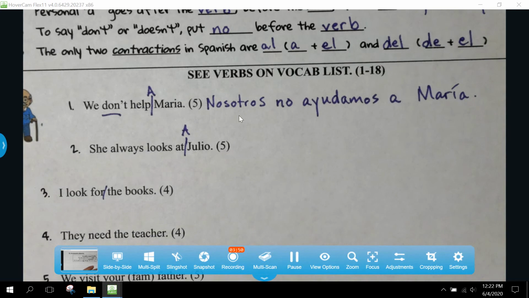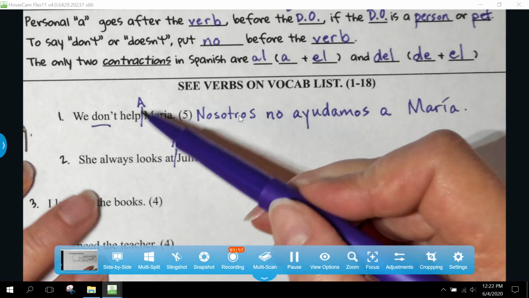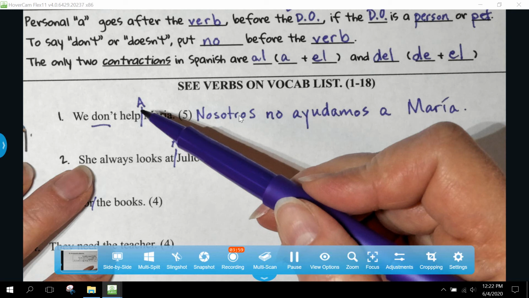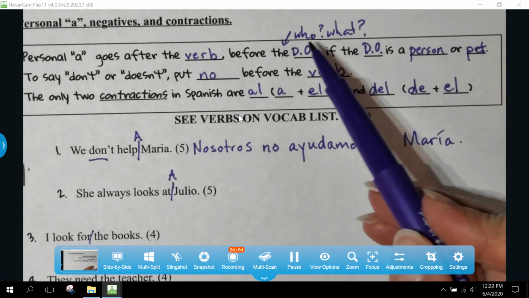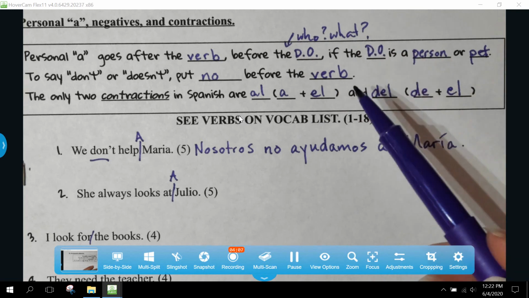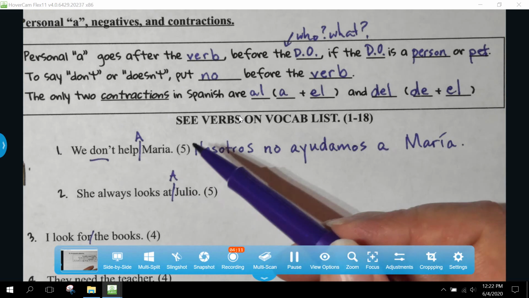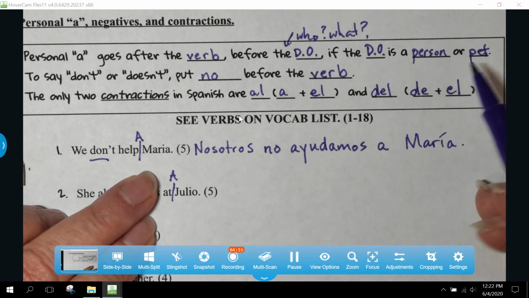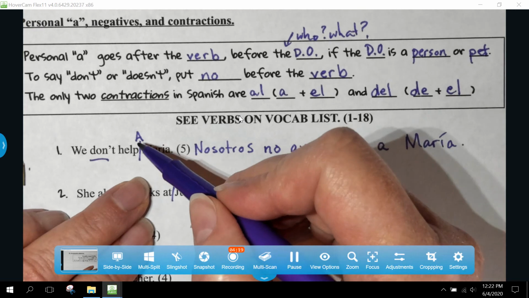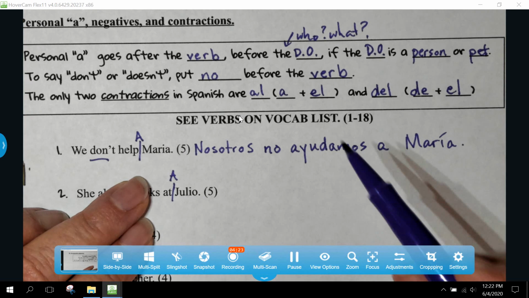All right, let's go ahead to the sentences. Number 1, we don't help Maria. My suggestion is you put a slash mark every time after the verb. So slash mark, we don't help, then ask who or what. We don't help who or what? Does Maria answer the question? Yes. And if Maria answers the question, and if she is a person or a pet, you need a personal a. So I would write the a right above to remind myself to put a personal a there.